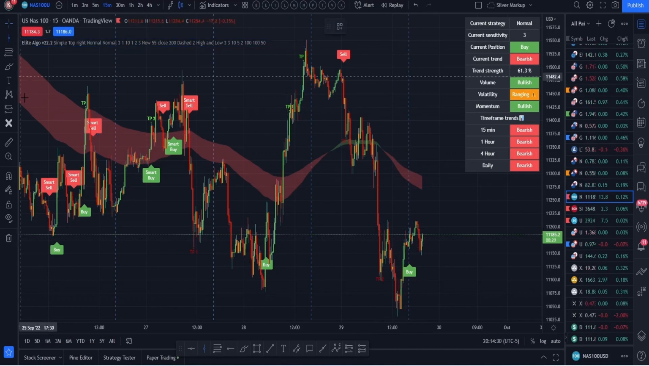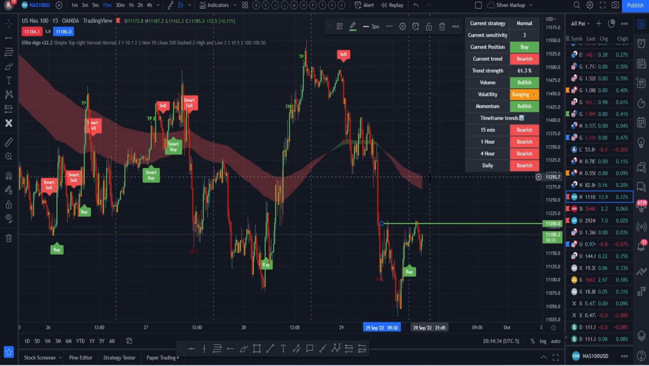And I can only imagine during London session, you may have something of a breakout coming back up. But the Elite Algo is already ahead of the system, and it's talking about the buy on this particular setup. It's counter trend, but it's showing you that there is bullish momentum, and you can see just by looking at the candles that there's bullish momentum.